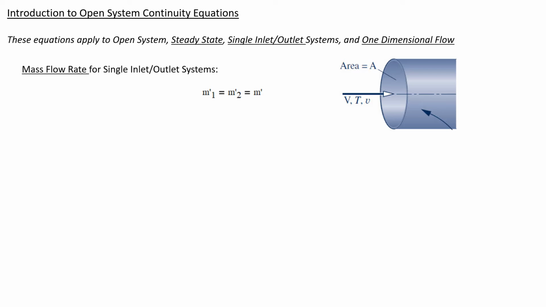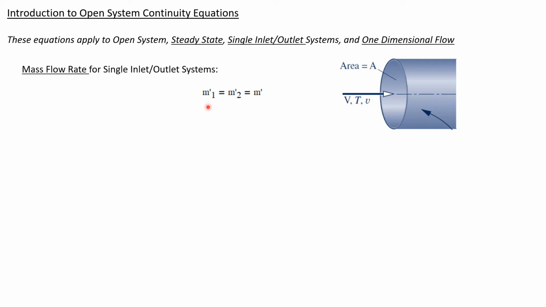These apply to open systems that operate at steady state conditions, that have a single inlet and outlet, and have one-dimensional flow, which we'll assume for all open system problems. One-dimensional flow simply means that the properties of the fluid are identical over the entire cross-sectional area perpendicular to the flow. So let's begin with looking at mass flow rates.